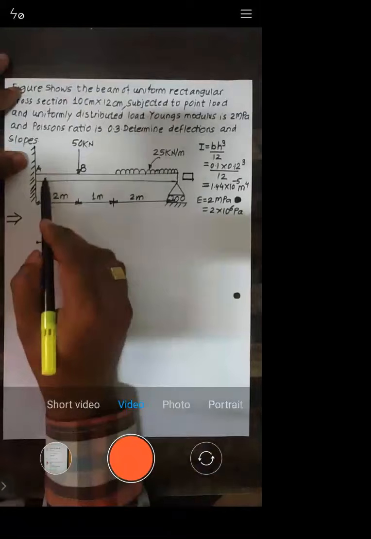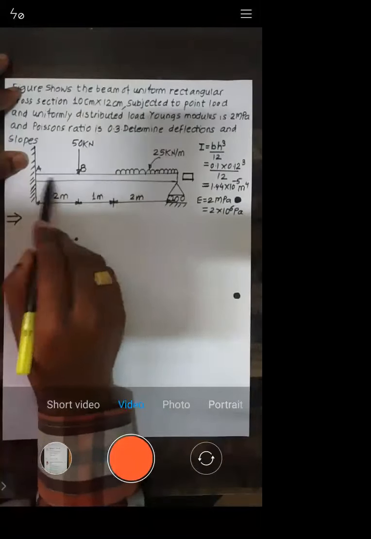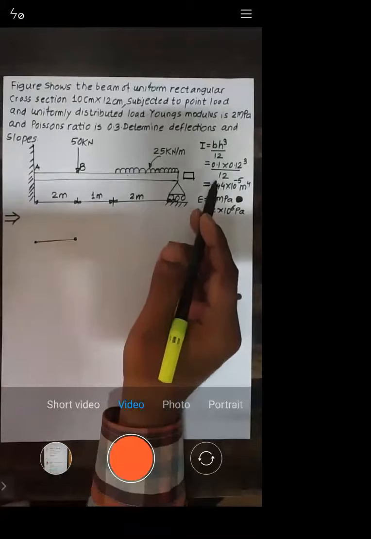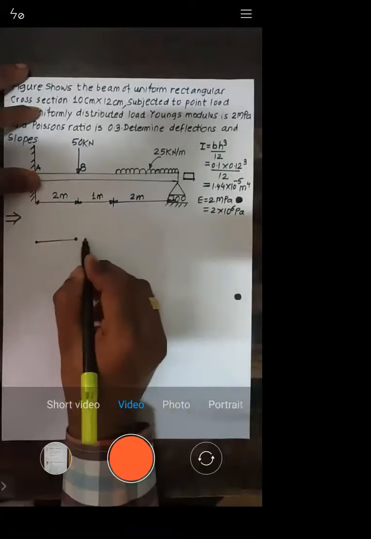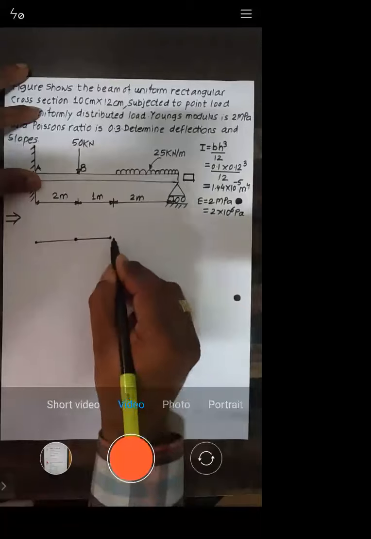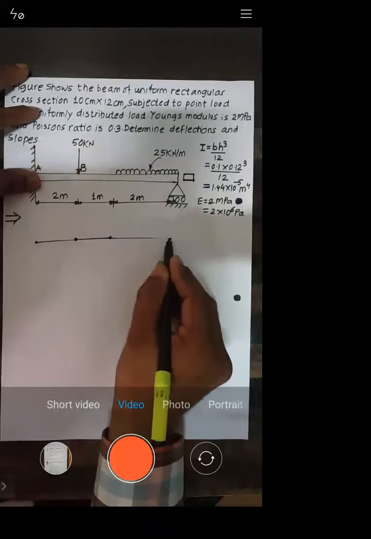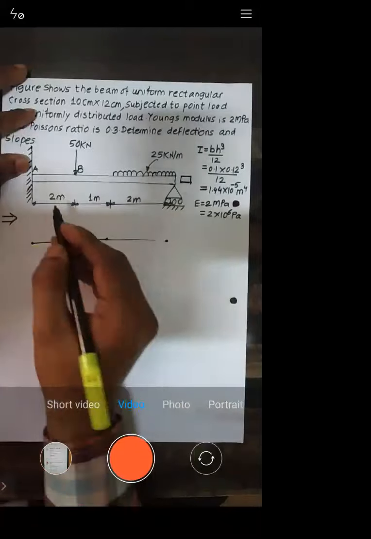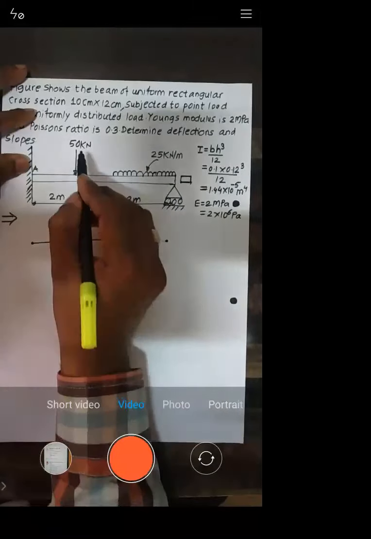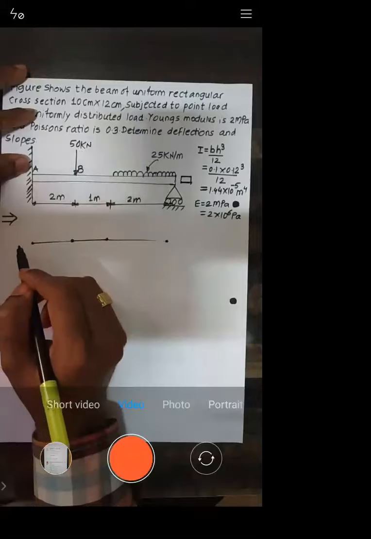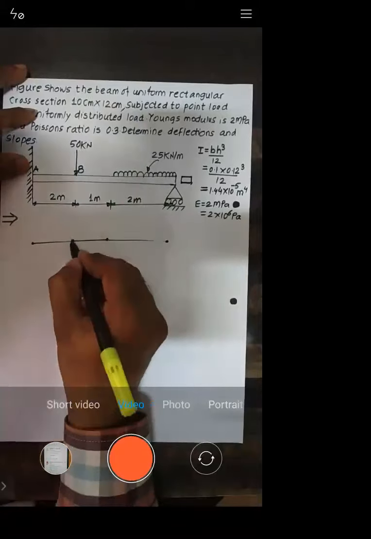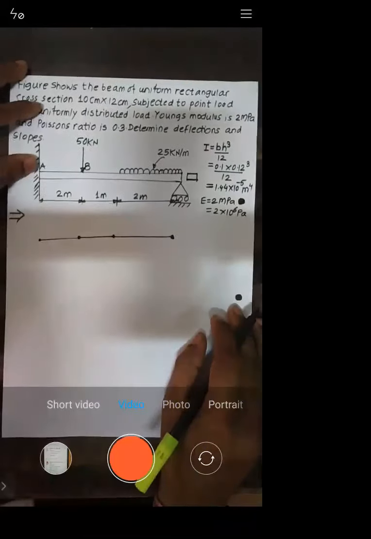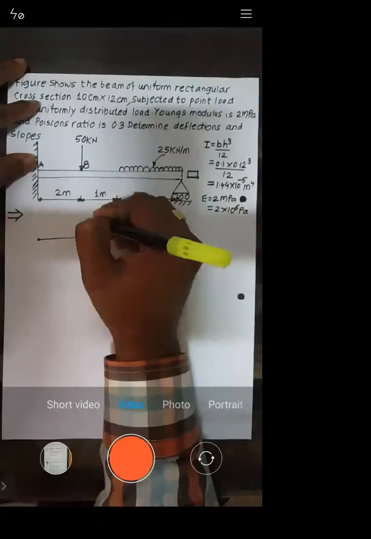Now see, how will we discretize? For this section, you don't have any uniformly distributed load. For this section, you have uniformly distributed load. So based on this, you will get only two elements. This is one element and this is one element. But again, at a distance 2 meters from the fixed end, they applied the load. So as I told you, the point where they applied the load, you form it as a node.